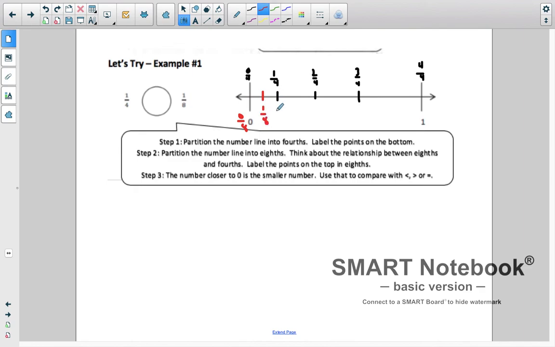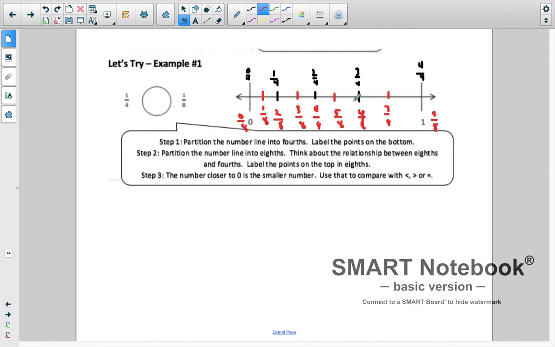This point will be 2/8, 3/8. This point will be 4/8, 5/8. This point will be 6/8, 7/8. And this point will be 8/8.